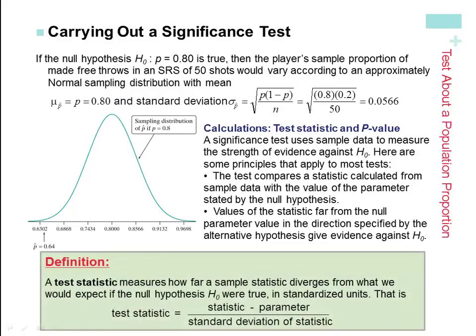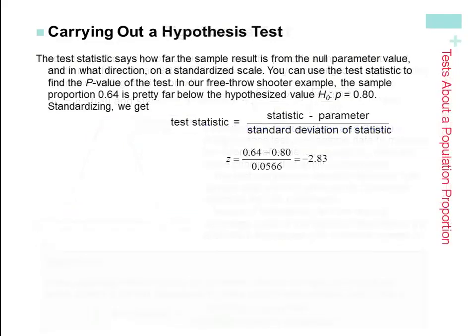How do we determine how far away we are? Well, we look at a test statistic. A test statistic measures how far a sample statistic diverges from what we would expect if the null hypothesis were true in standardized units. That is, the test statistic will equal the statistic minus the parameter divided by the standard deviation of the statistic. So for our example, the test statistic would be a z-score, and it would be p hat minus p divided by the standard deviation of the sampling statistic, which gives us a z-score of negative 2.83.